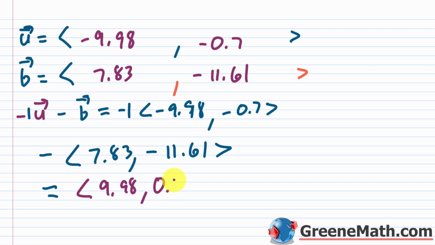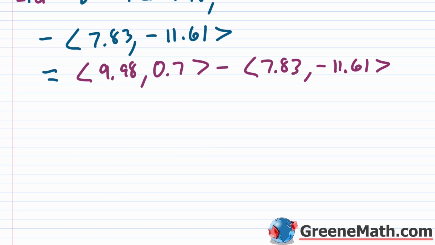And now you have minus, here you have 7.83, and then here you have negative 11.61. Okay, so far so good. What I'm going to do at this point is just subtract this one minus this one. So I'm going to go 9.98 minus 7.83. That's going to give me 2.15. And then here's where you have to be careful. You have 0.7 and then minus a negative 11.61. So let me write this out. 0.7 minus a negative 11.61.